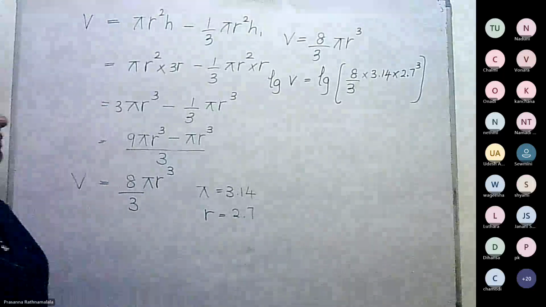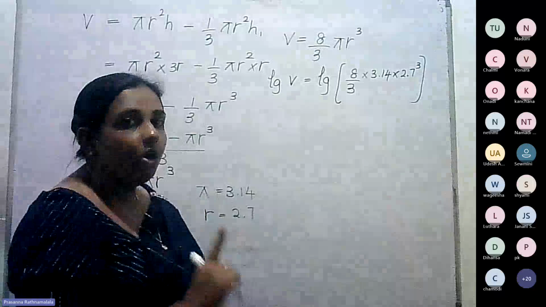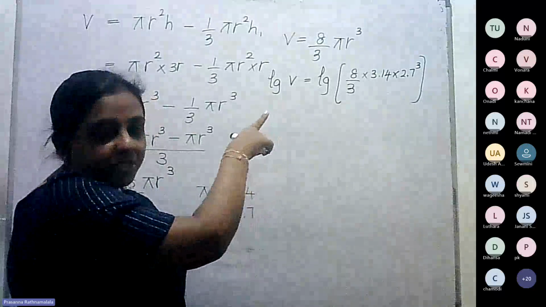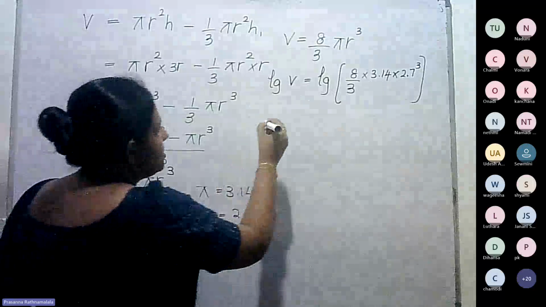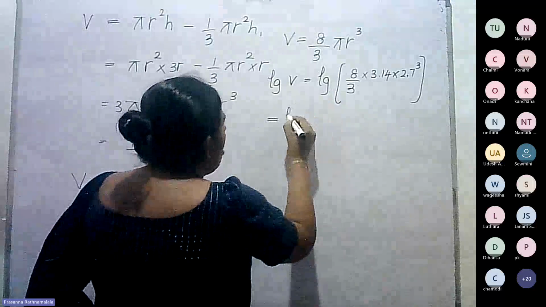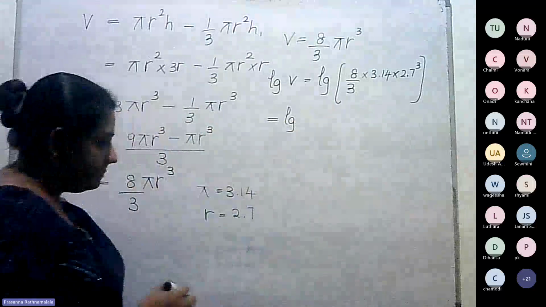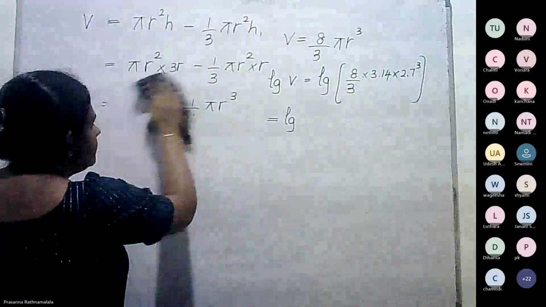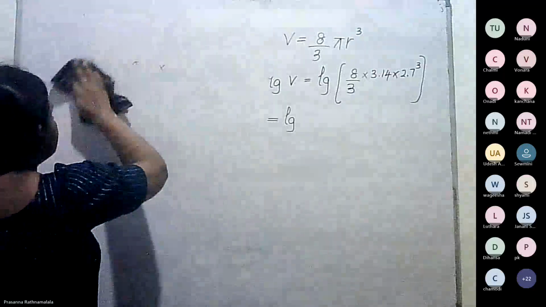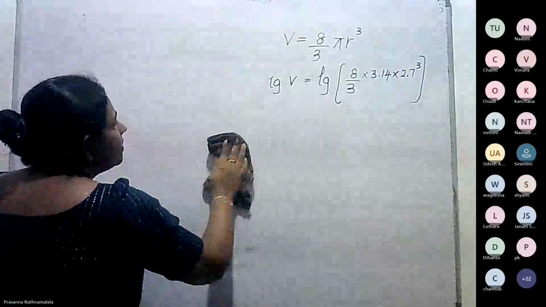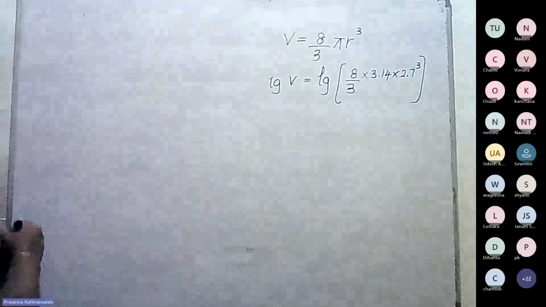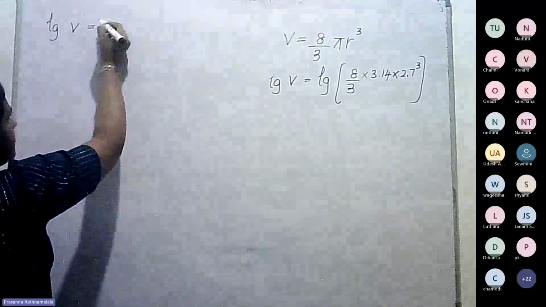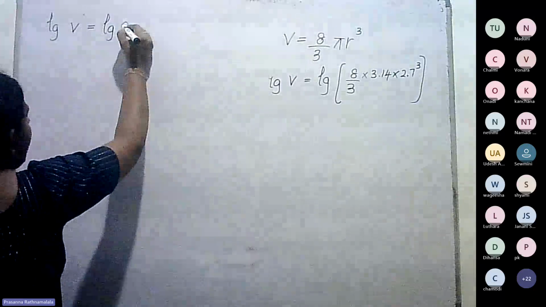Write it properly. Then according to that, using the laws of the logarithm, you can expand these multiplications and divisions. Right. Then you know that logarithm. So you write that logarithm. Right? Logarithm of V equals logarithm of 8.